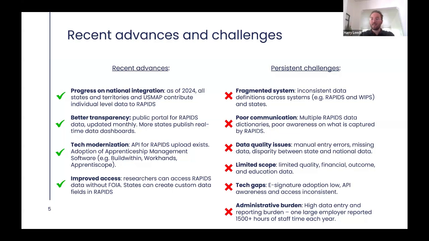On the challenges that we found, despite that progress, there's a lot remaining to be done. The thing that came across really overwhelmingly from everyone we spoke to is that this is just a really fragmented system. You're dealing with different systems, different definitions within those systems, and there's not a lot of continuity.